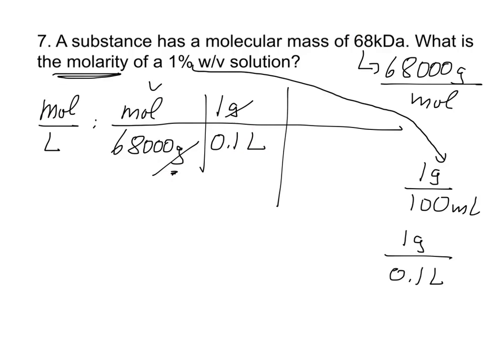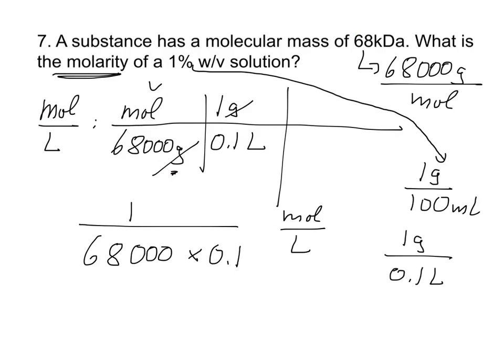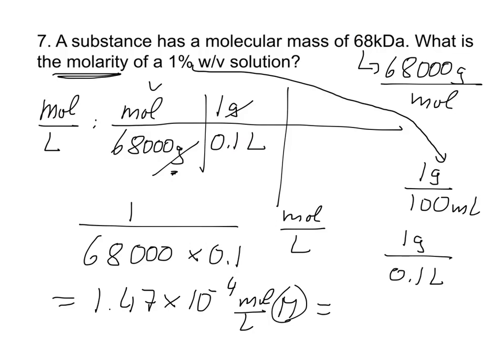And that is exactly what we want. So what we have got left is 1 over 68,000 times 0.1, and the unit would be mole per liter. So we get, if we put that in the calculator, 1.47 times 10 to the minus 4 mole per liter, or molar. We can write this like that, or we can also multiply it by 1,000, then we would get it in millimolar, so that would be 0.147 millimolar.